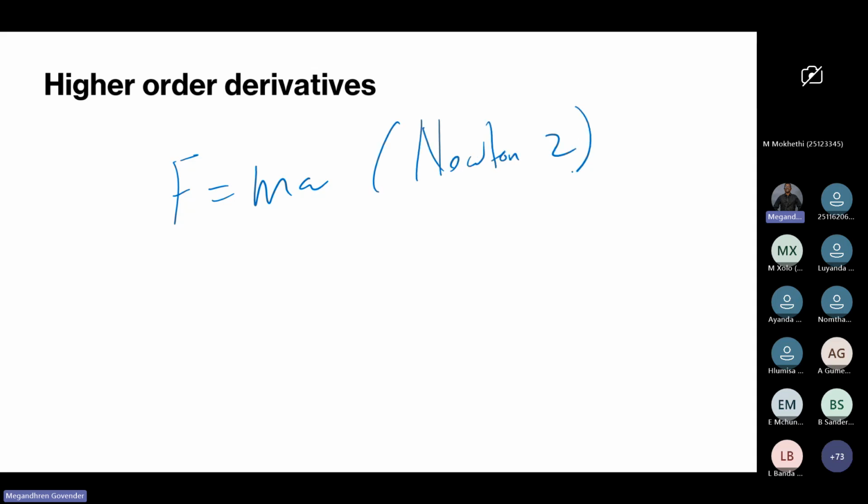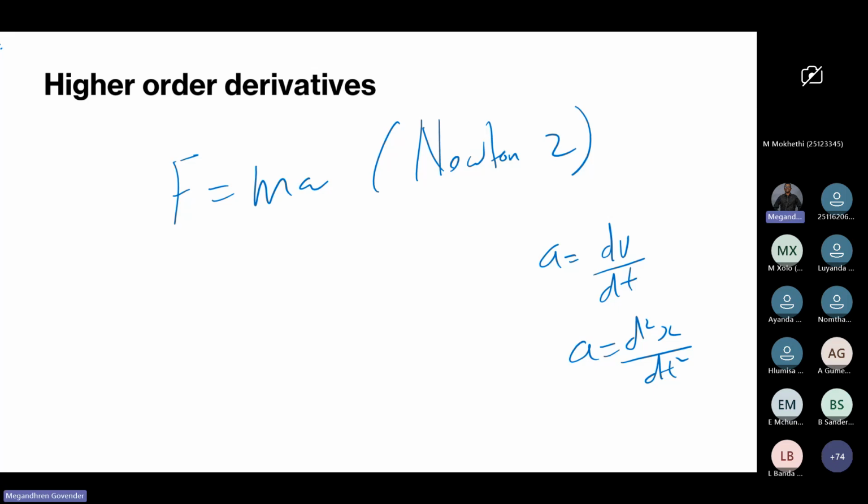But what they didn't tell you in school, you see the acceleration there. The acceleration is the derivative of the velocity. If you differentiate the velocity, you get the acceleration, right? And the acceleration is the second derivative of the displacement.